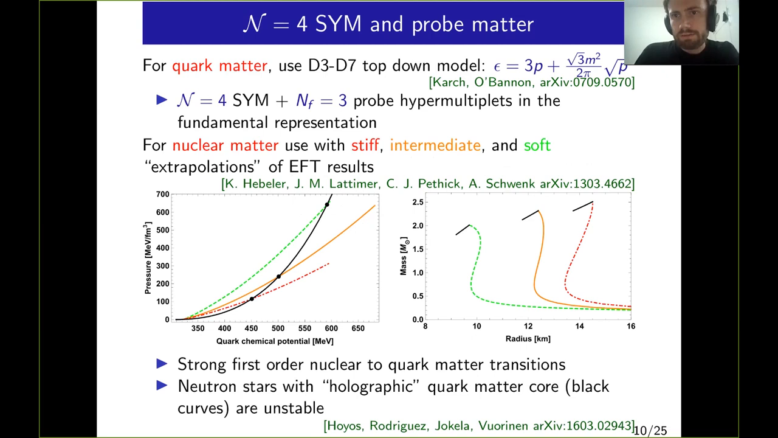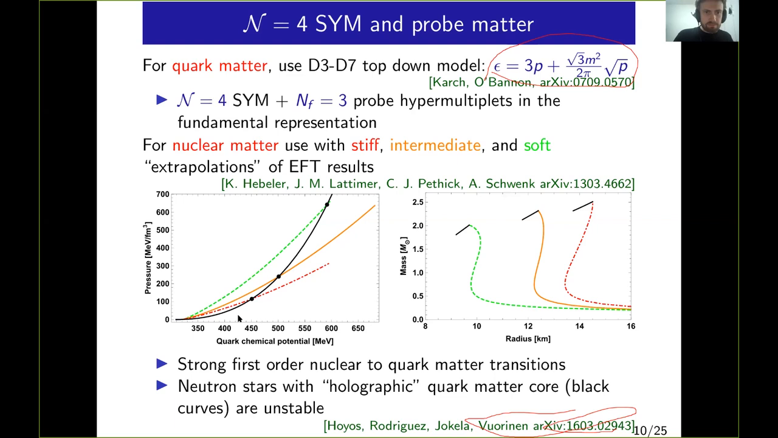First, I will discuss results in a D3, D7 system, from this paper, which you can see at the bottom of the screen. They used a probe D3, D7 system, which, as it turns out, when you also turn on a finite quark mass, gives rise to a very simple equation of state. So this means that you are considering N=4 super Yang-Mills with some probe fundamental matter. And what they did is that they took the quark matter equation of state from this model, just by using this formula, and combined this with known model equations of state from traditional effective field theory nuclear matter. They considered three different nuclear matter models.